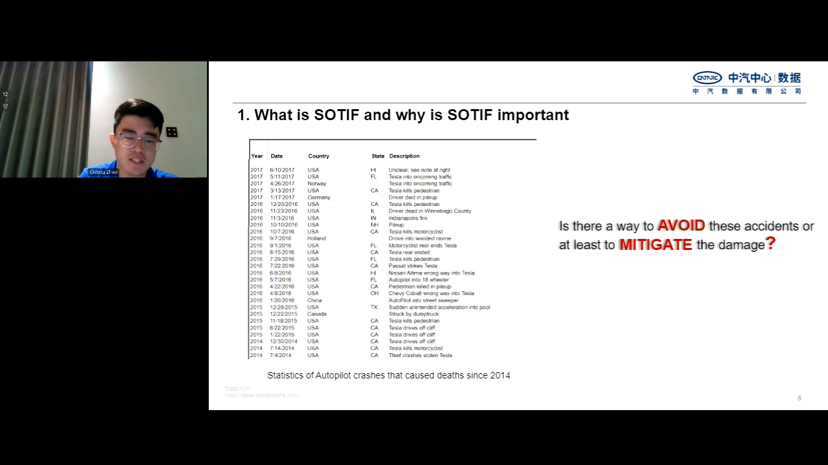This is a very brief statistic regarding the fatal accidents of autopilot from 2014 to 2017. As we can see from the trend of the data, the accidents related to AD or ADAS functions are increasing in recent years, and these kinds of risks cannot be systematically solved by the previous approaches. So we do need some other solutions to tackle these problems.